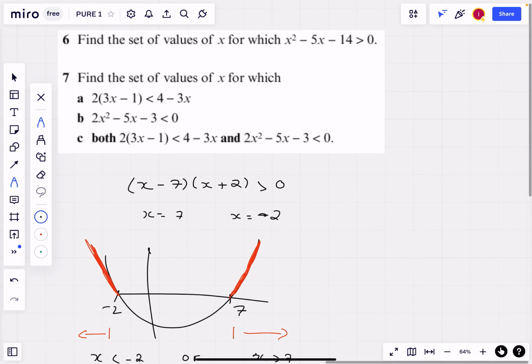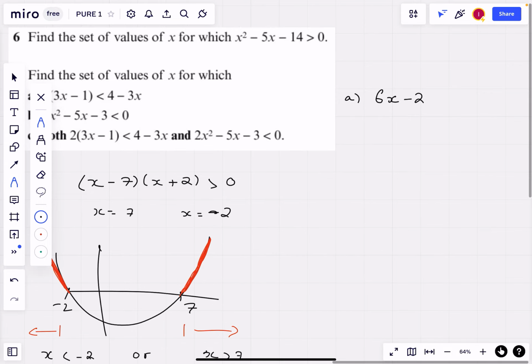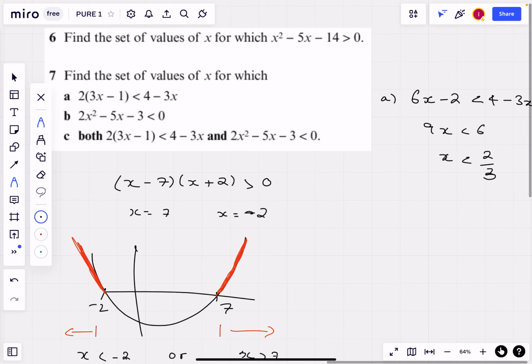7a. You're going to expand 6x minus 2 is less than 4 minus 2x. So 8x is less than 6. Sorry, 9x is less than... x is less than 2 over 3. Cool.